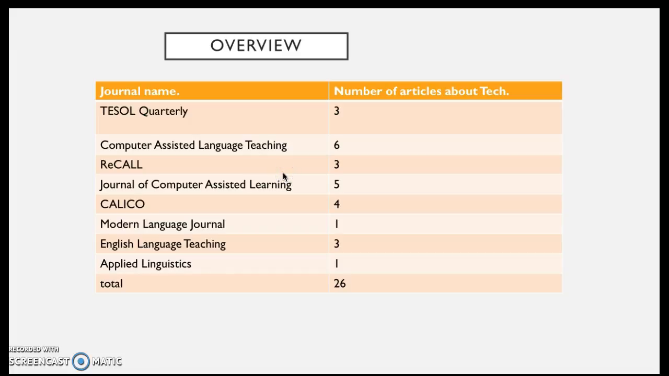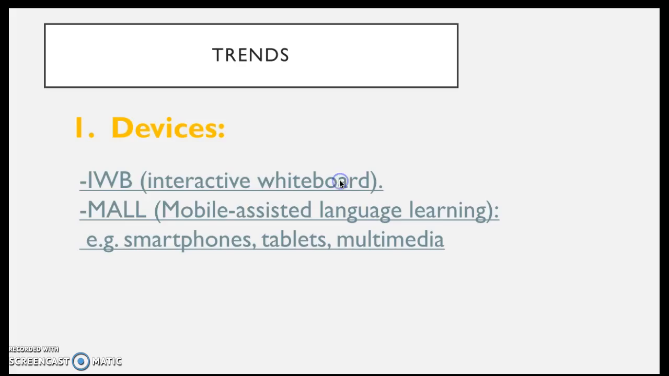First, I want to show you an overview of the 8 journals and the number of the articles. I have looked at some traditional TESOL journals such as TESOL Quarterly, Modern Language Journal, English Language Teaching, and Applied Linguistics. Since my topic is about technology, I have also looked at some core journals such as Computer Assisted Language Learning, ReCALL, and Journal of Computer Assisted Learning. Apparently, I have found more articles in these core journals.